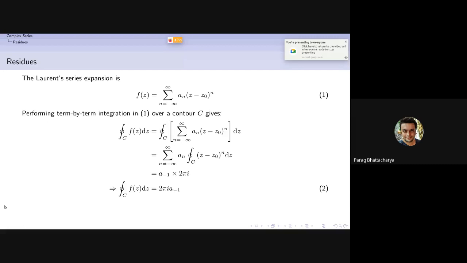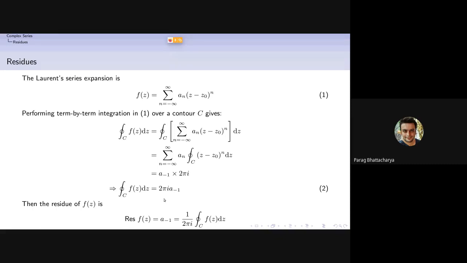All right, so because of this, the left hand side is equal to 2 pi i into a minus 1. You see, lots of coefficients are there. The a minus 1 coefficient, which corresponds to n equal to minus 1, is the only coefficient that is going to survive here. This is known as the residue. In the Laurent series expansion, this a minus 1 coefficient is known as the residue.